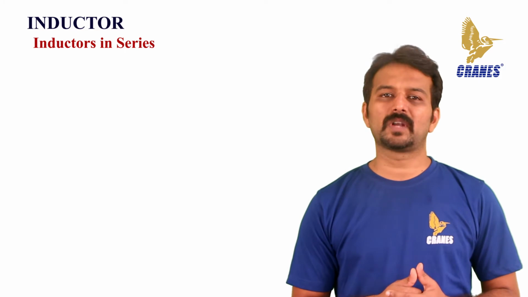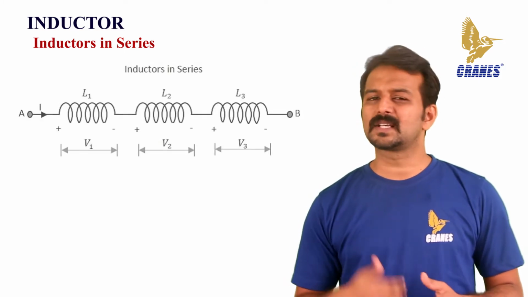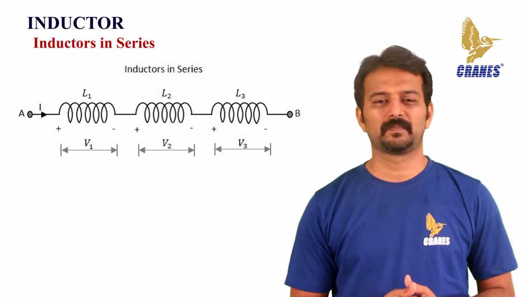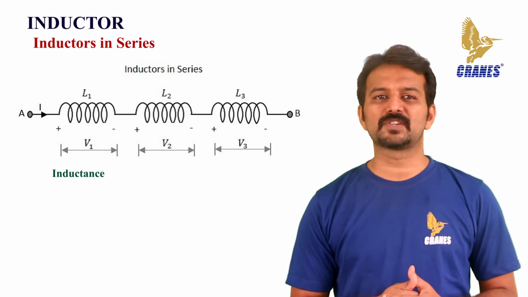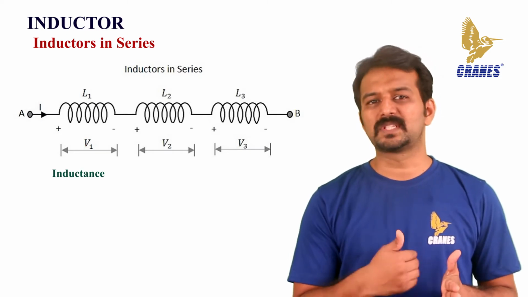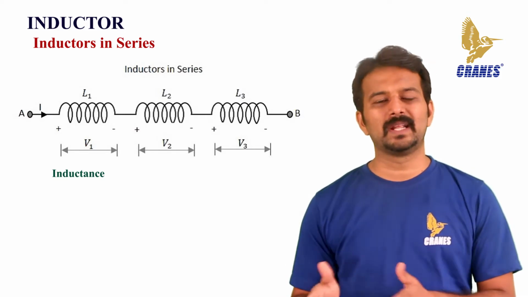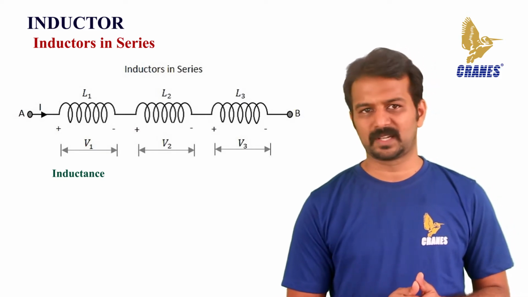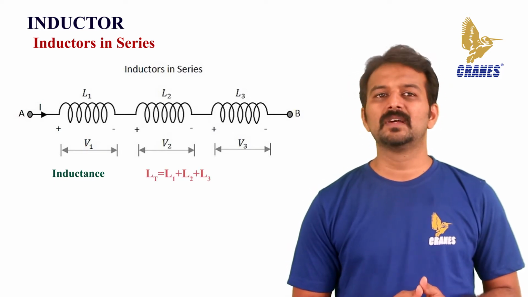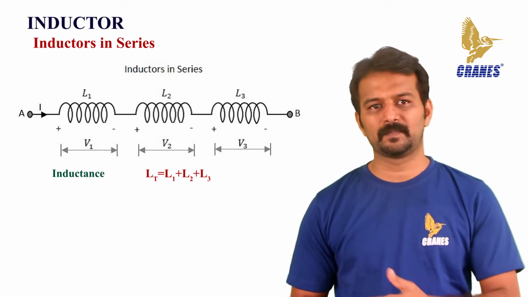Let us observe what happens when a few inductors are connected in series. Let us consider 3 inductors with different values, as shown. Then the total inductance of the circuit having series inductors is equal to the sum of the individual inductances. That is, if L1, L2 and L3 are the inductances of the coils in the circuit, then the total inductance value of the network is given as LT equal to L1 plus L2 plus L3.